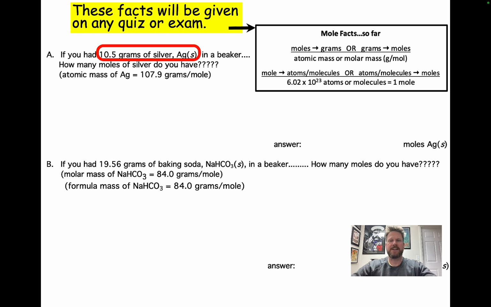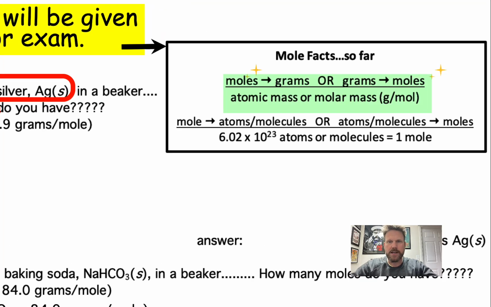You have 10.5 grams of silver in a beaker. How many moles of silver is this? Take a look at your mole facts. Is there a way to convert from grams of a substance to moles of a substance? Looky here. The atomic mass allows you to convert from grams to moles. So now, set up the problem.